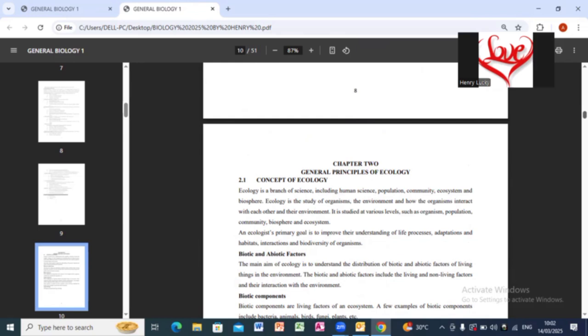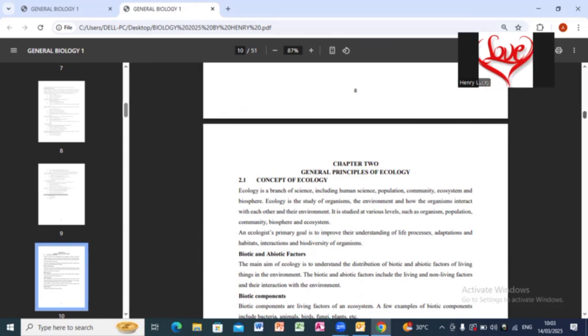Then let's look at the concept of ecology. Ecology is the branch of science which includes human science, population, community, ecosystem, and biosphere. Ecology is the study of organisms and their environment and how these organisms interact with the environment. We simply talk about how humans interact with the abiotic components or the biotic components too. So not just humans alone, we'll talk about how organisms interact with each other, and this form of interaction might even be positive or negative in any way.